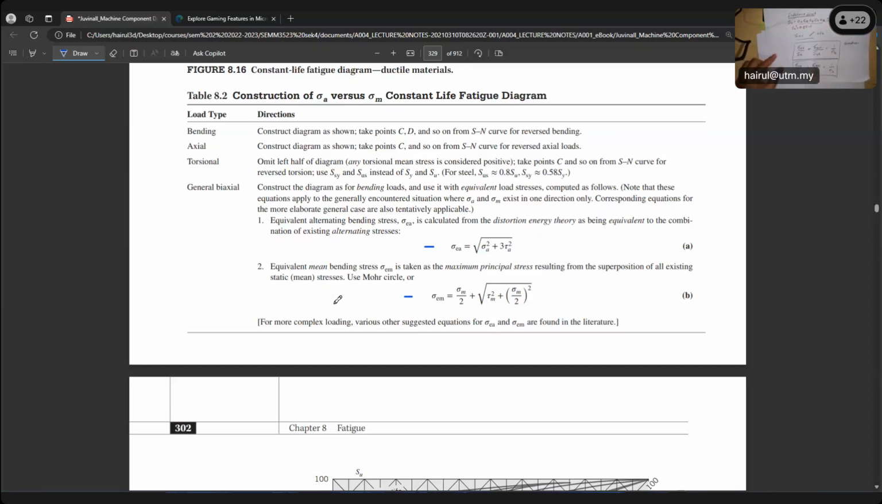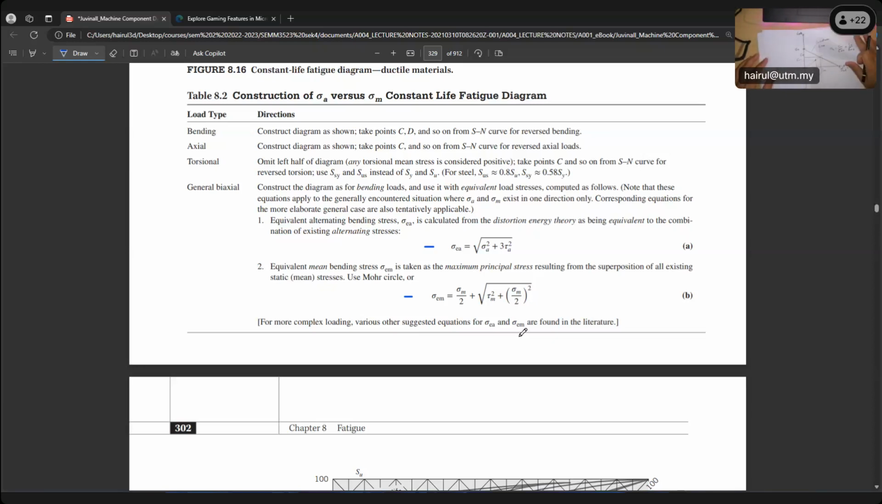Calculate your sigma ea from this textbook. Calculate your sigma em from here, equations A and B. Then over your Sn. What's your Sn? Sn is CL, CG, CS, CT, CR, Sn prime. Sut, get from the table of properties, for whatever material you analyze, get your Sut, ultimate tensile strength. So that will be 1 over your safety factor. That is good math. That's how we find safety factor.